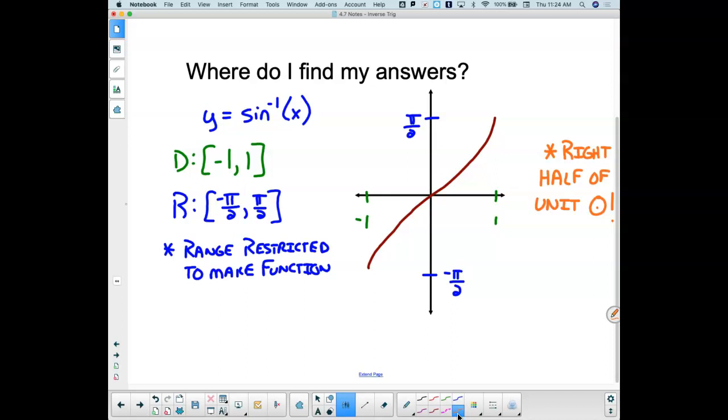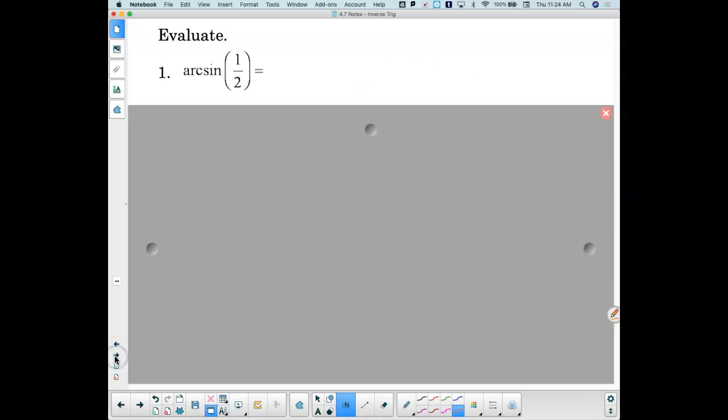Let's put this to work. Let's do some math. This is going to be an inverse trig problem: arcsine of 1/2, or inverse sine of 1/2. That means our answer is going to be an angle measure. Because it's sine, we're inputting a y value, looking for the angle where that y value happens.